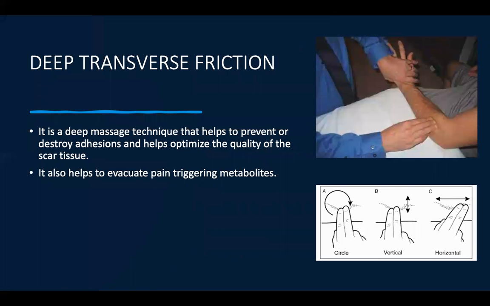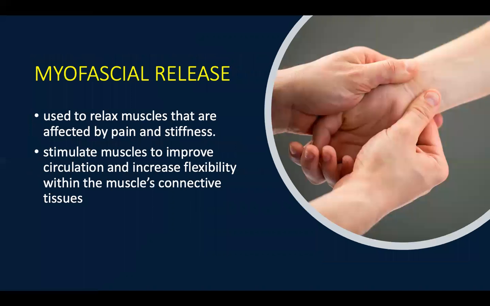Joint mobilization and manipulation is a common technique used to address issues affecting the range of movement of joints. This technique is also utilized to treat pain associated with stiff joints. And deep transverse friction is a deep massage technique that helps to prevent or destroy adhesions and helps optimize the quality of the scar tissue.